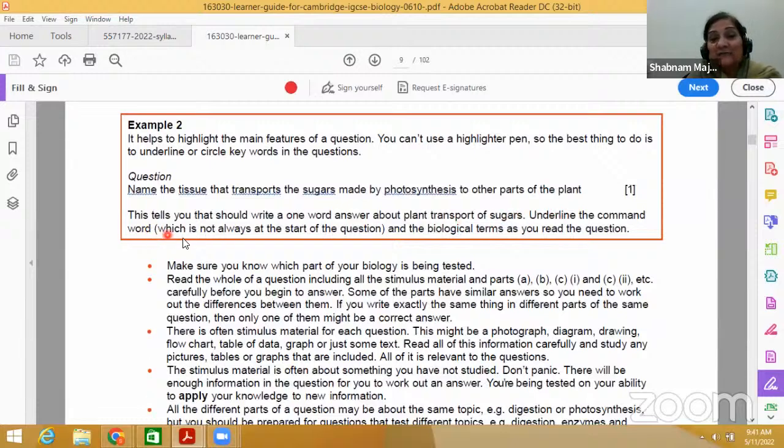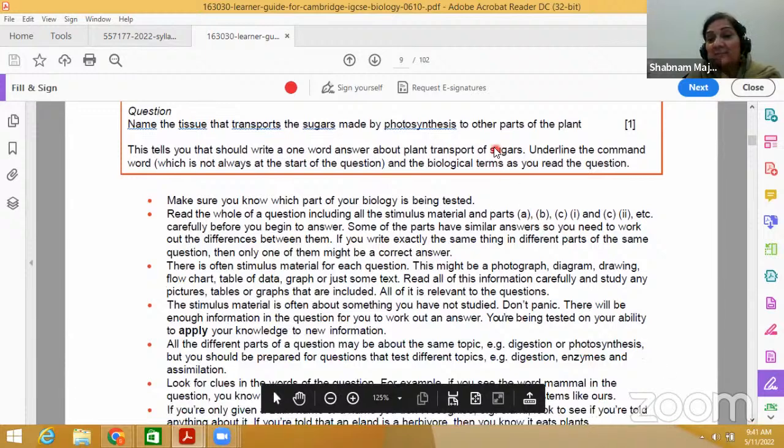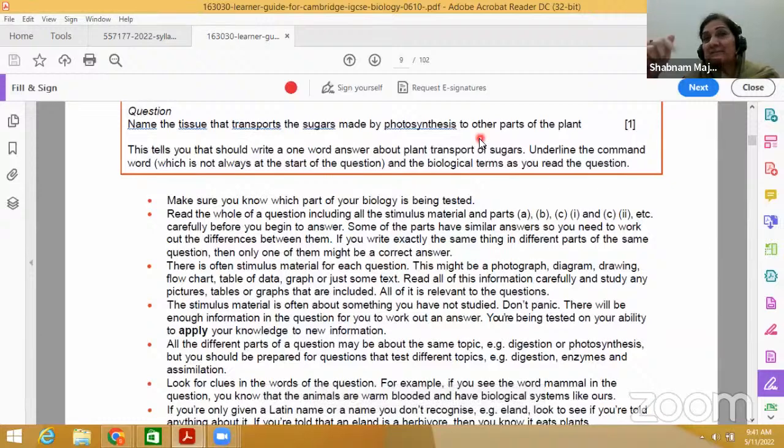Underline the command word, which is not always at the start of the question. It is not necessarily given at the start, and also underline biological terms in the question. In this case, suppose you know that it's phloem, the vascular bundles. Phloem is meant for the translocation of sugar, which is sucrose, even amino acids, organic solutes. Now, number 1, make sure you know which part of your biology is being tested.